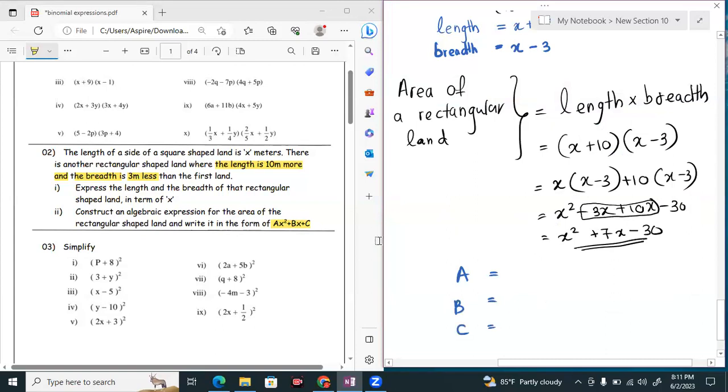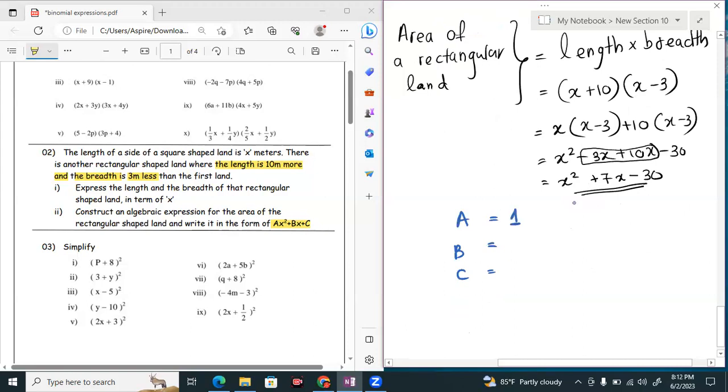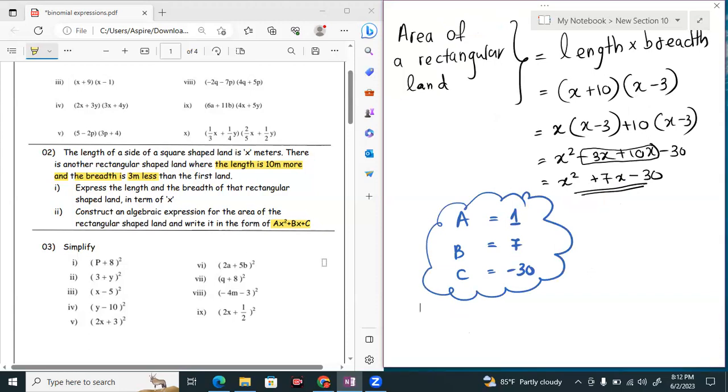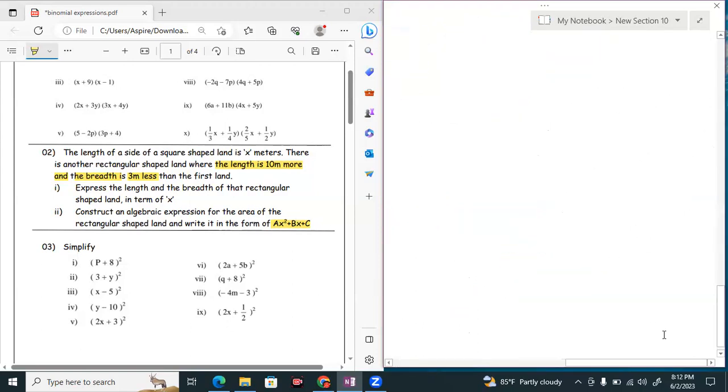A is the coefficient of x squared. What is the coefficient of x squared here? It should be 1. What is the coefficient of 7x? It is 7. Here, c is minus 30, the last constant. When you are asked to express an expression in the form of a given expression, then you have to express what the constants or the unknown terms are. Okay. Is this clear up to this point?